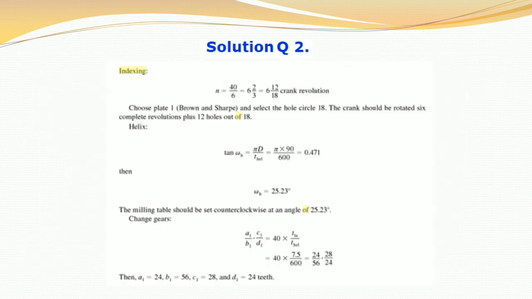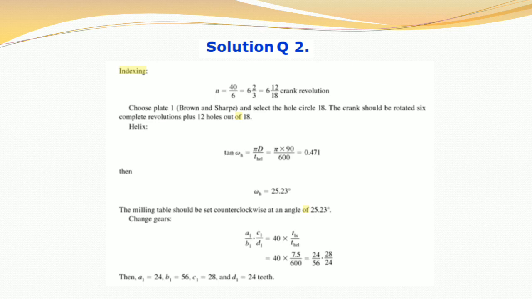And this is the solution for this question. See here, for indexing, n is equal to 40 by 6. That means 6 and 2 by 3, which is equal to 6 and 12 by 18 crank revolutions. Choose plate 1 Brown and Sharpe and select the whole circle 18. The crank should be rotated 6 complete revolutions plus 12 holes out of 18.